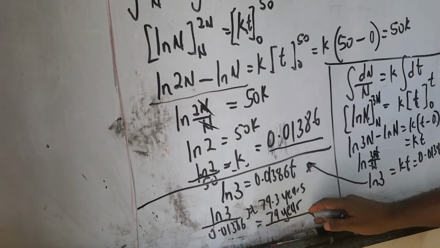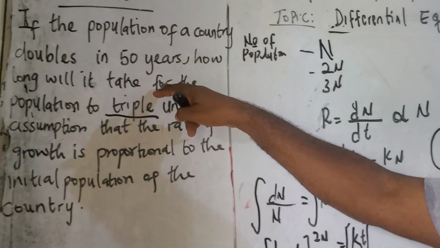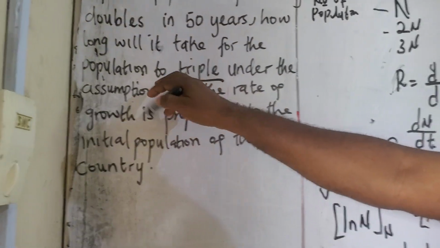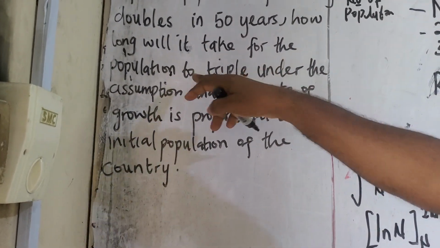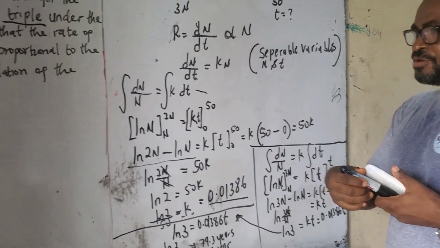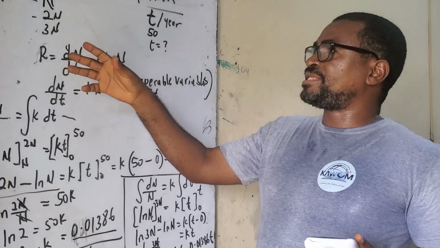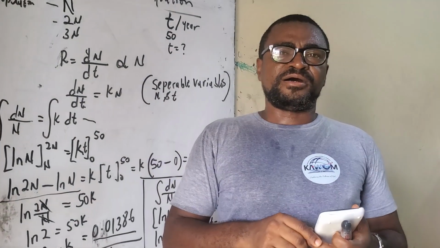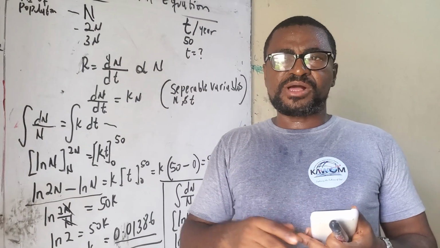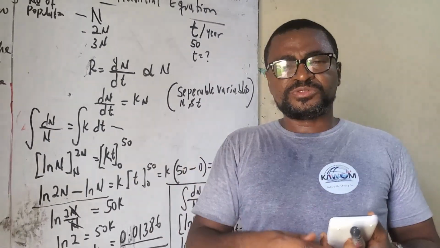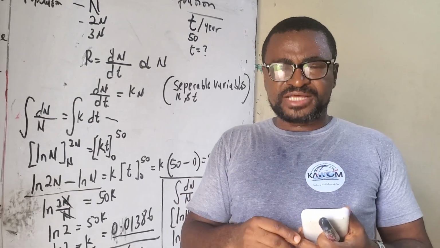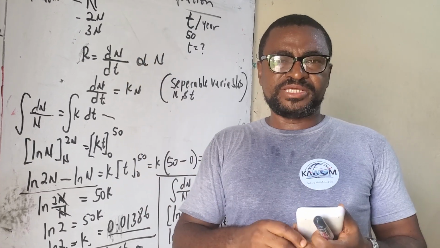So the answer we got here is that in the time t, that means in 79 years, the population of the country will triple. I believe that you must have understood this particular type of question under ordinary differential equations. In my subsequent video, I'm going to put across some fundamentals that will also enhance your understanding of this type of problem in mathematics.